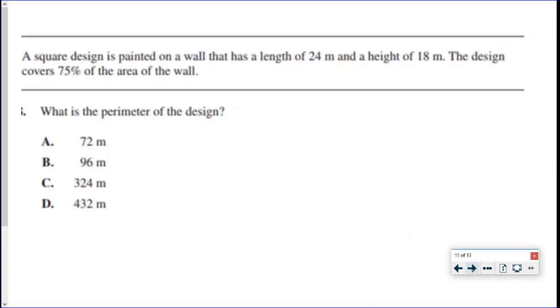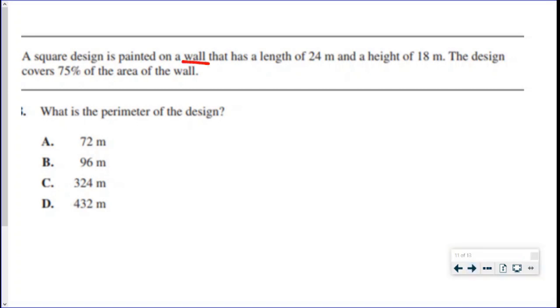Here's another one. This question, there is no picture. So a square design is painted on a wall that has a length of 24 meters and a height of 18 meters. The design covers 75% of the area of the wall, and they want to know what is the perimeter of the design. So in this question, they could have given you a picture, but they chose not to. So my instinct would be to draw a picture first and then solve this question.